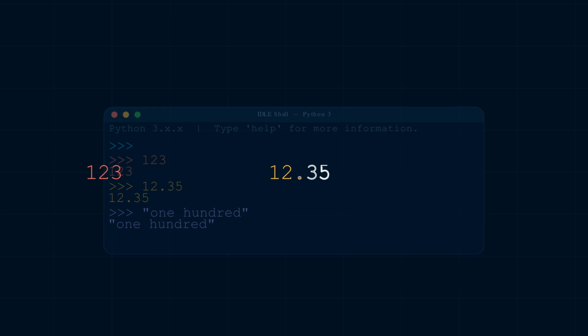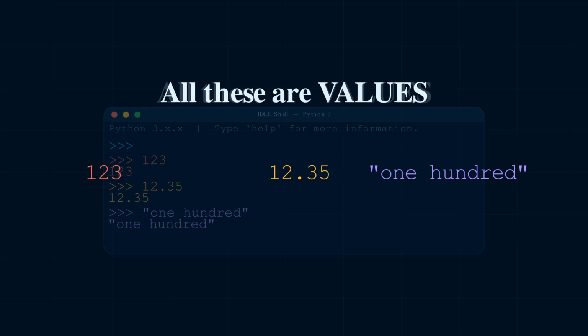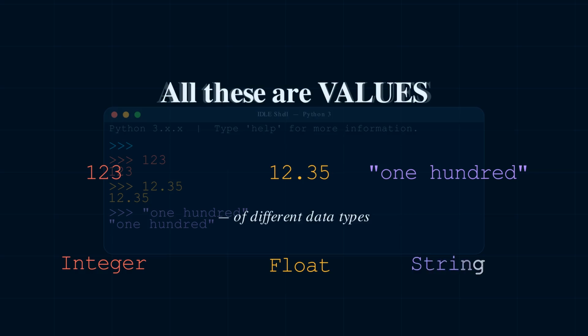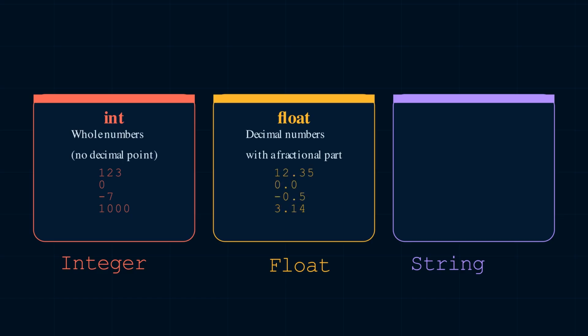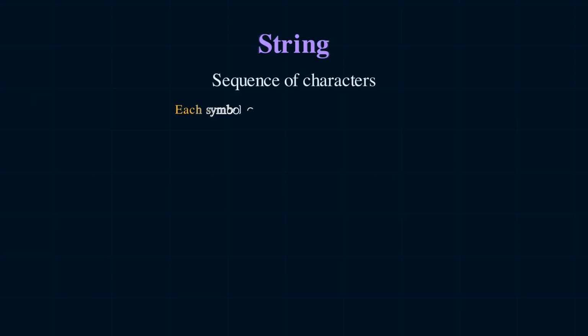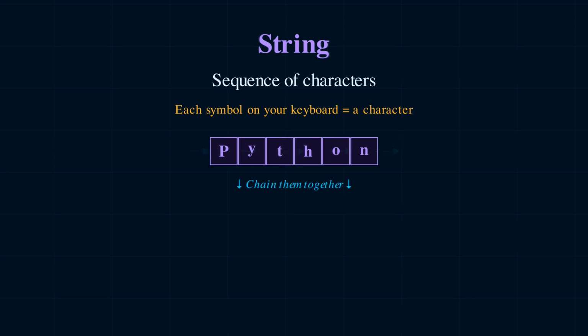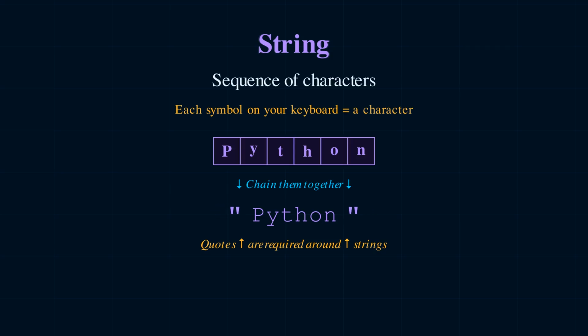123, 12.35 or 100 in letters. All these are values and they are of different data types: integer, float and string. Integers are whole numbers. Floats are decimal numbers with a decimal point and a fraction after it. Strings are sequences of characters. Each of the symbols we see on our keyboard is a character, and we chain them together to form a string. Unlike numbers, strings have quotes around them.